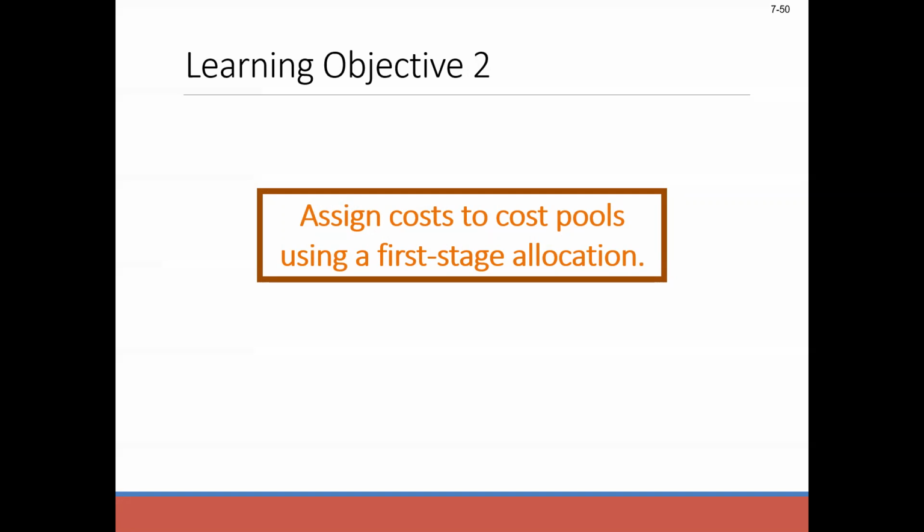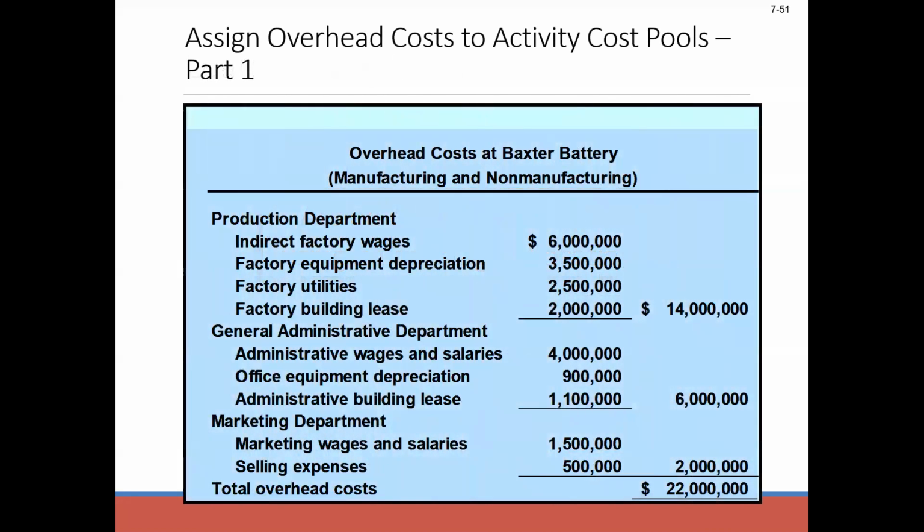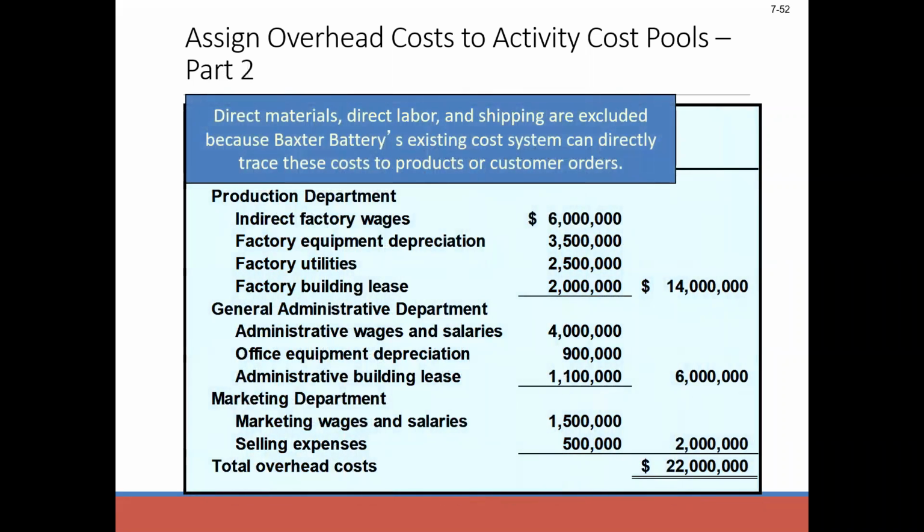So now we're going to look at assigning costs to cost pools using a first stage allocation. Here we've got various overhead costs at the battery place. We've got the production department, the general administrative department, and then the marketing department. Direct materials, direct labor, and shipping get excluded because Baxter Battery's existing cost system can directly trace these costs to products or to customer orders.